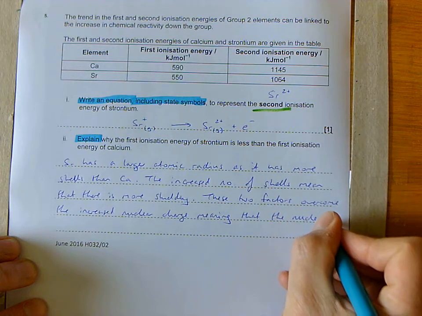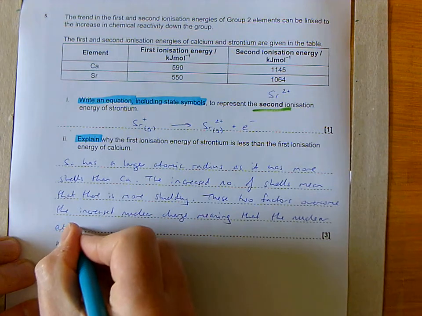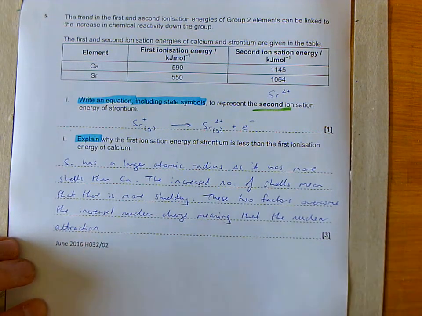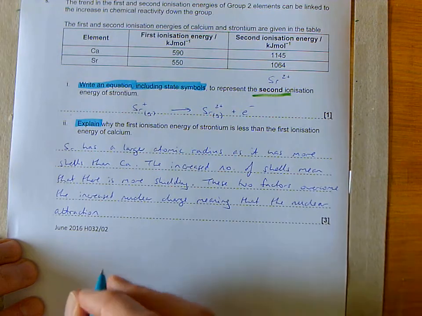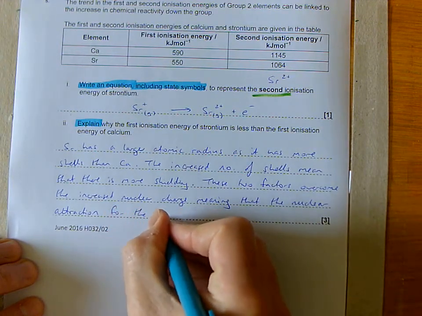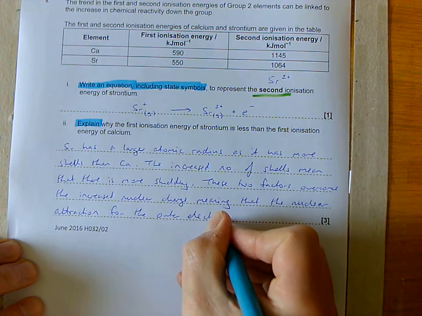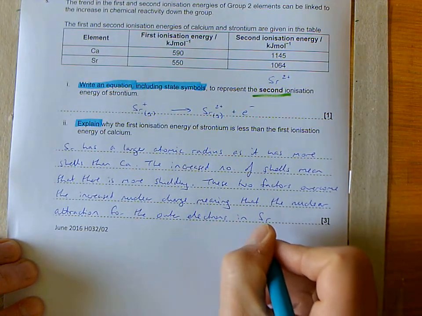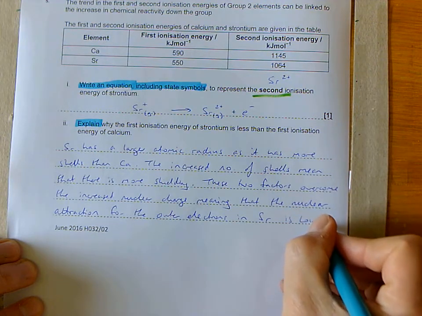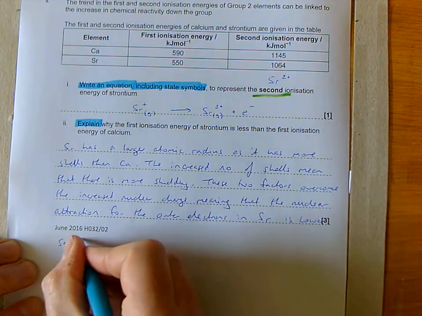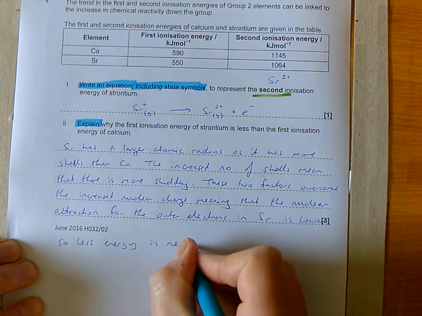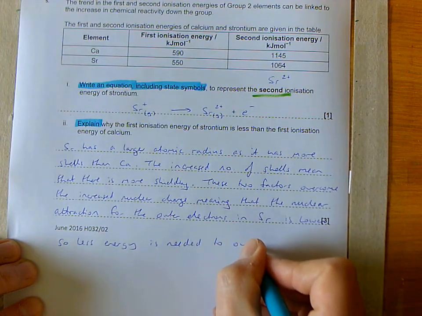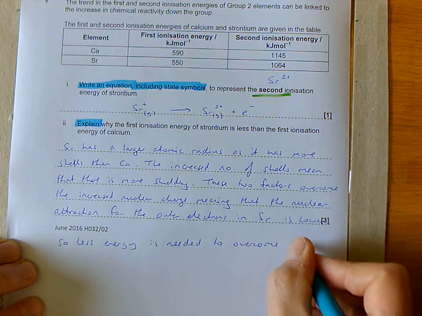important to be clear on the difference between nuclear charge and nuclear attraction. Nuclear charge is the number of protons in the nucleus. The attraction is the attraction of those protons for the outer shell electrons. So these two factors overcome the increased nuclear charge, meaning that the nuclear attraction for the outer electrons in strontium is lower than calcium, so less energy is needed to overcome it and remove those or that electron.